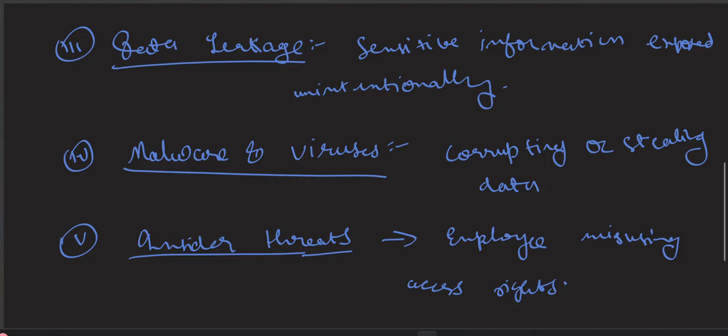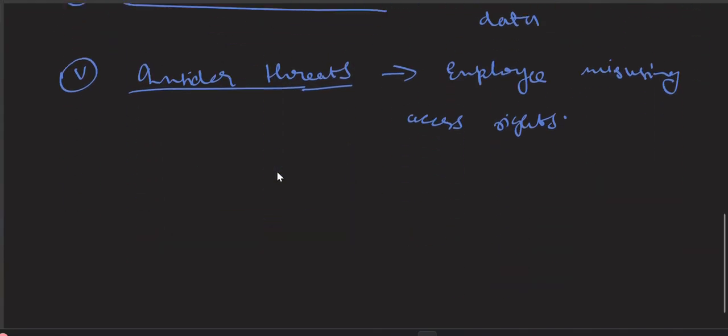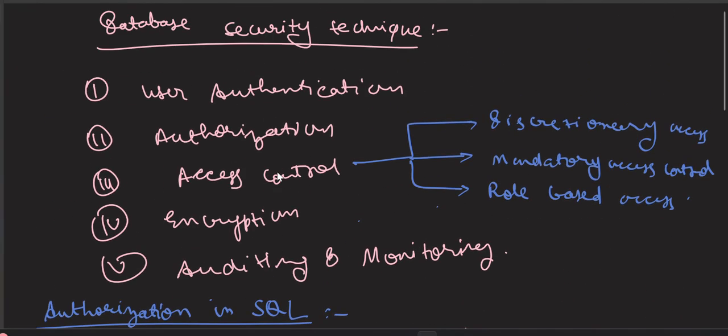Let's move further. The next one is database security techniques. Basically, there are five techniques. The first one is user authentication, the second is authorization, the third is access control, the fourth is encryption, and the fifth is auditing and monitoring. We will discuss all of them one by one.